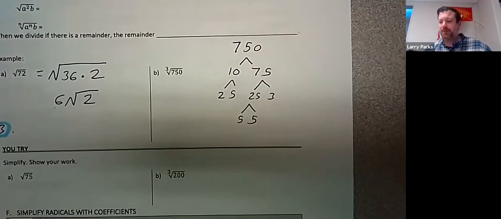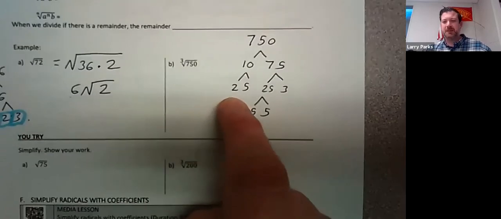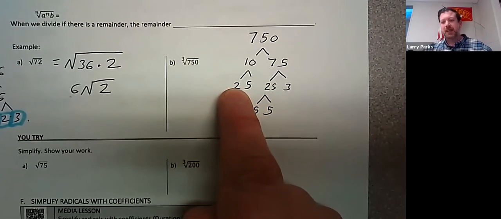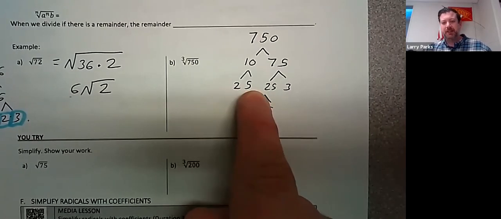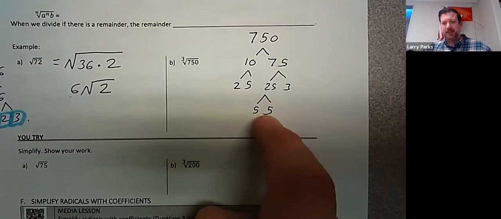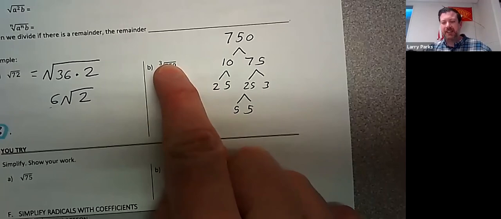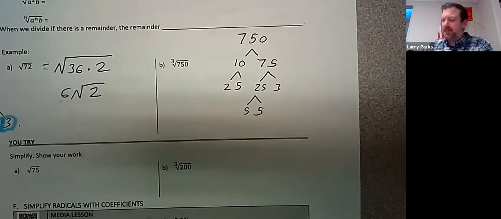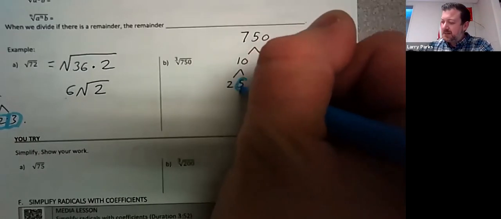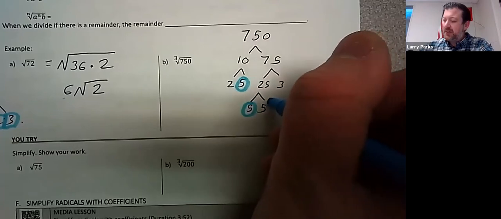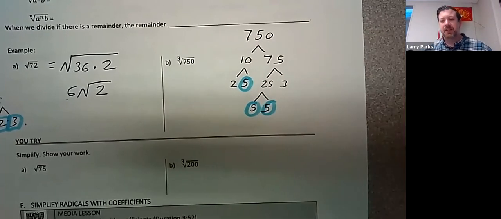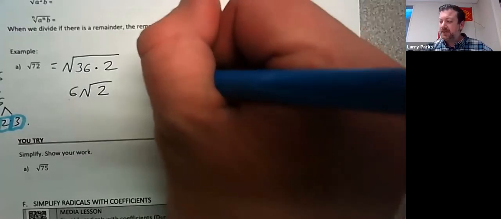What you're trying to do, and I'm not going to circle this time, because I think that made it confusing. You have a 2, a 5, a 5, a 5, and a 3. And you're looking for a set of 3. And you do have a set of 3. You have 1, 2, 3 5s. That'd be 125. The cube root of 125 is 5.